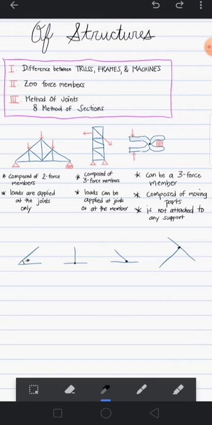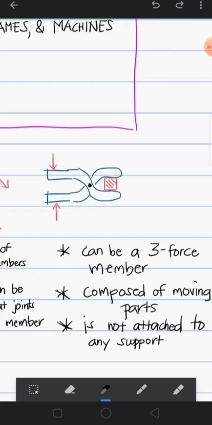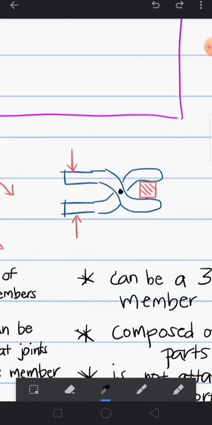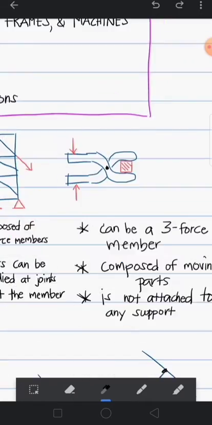So that is its main difference from the other two, because a truss and frames are mostly not composed of moving parts. They are attached to each other, and once you construct a truss, it won't move around anymore, it is stable where it is placed. While a machine, for example pliers, can move, its members move to transfer the load or force you input to the object at the output.